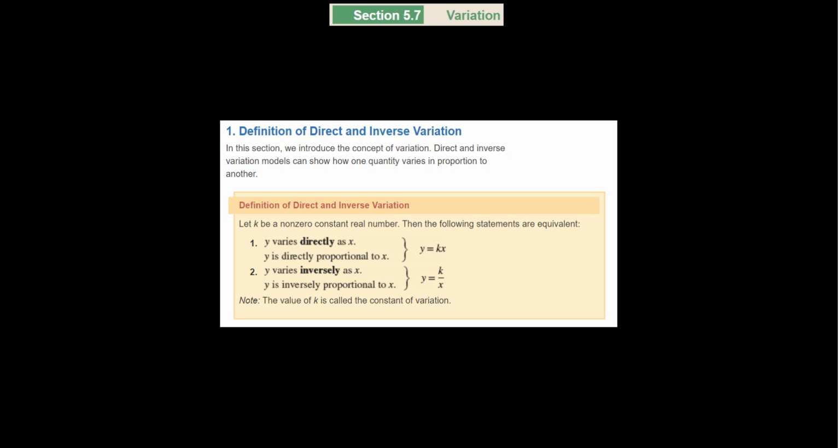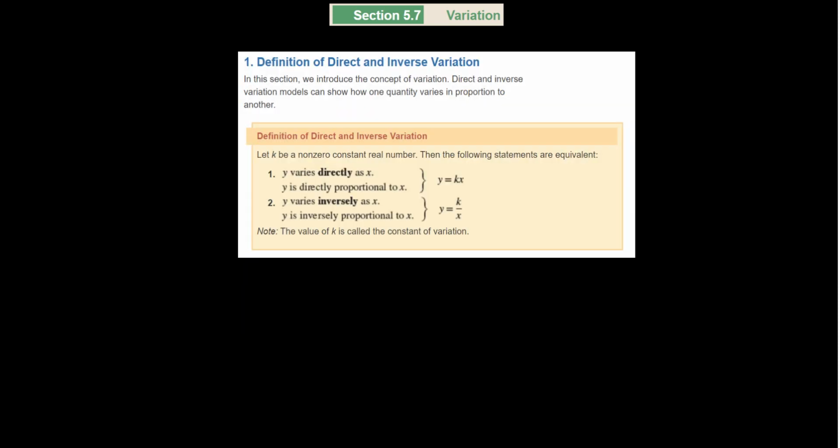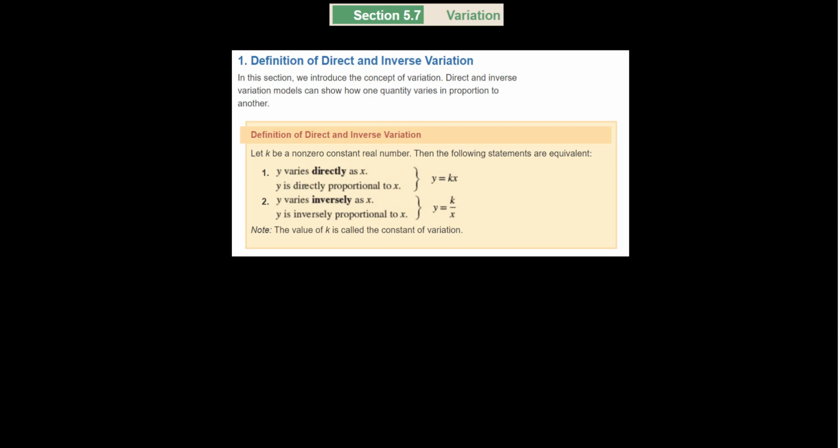Alrighty, so the definition of direct and inverse variation. In this section, we introduce the concept of variation. Direct and inverse variation models can show how one quantity varies in proportion to another. So we're going to let k be some non-zero constant real number. It's very important that we allow it to happen, and we'll see that here in a minute. Then the following statements are equivalent.